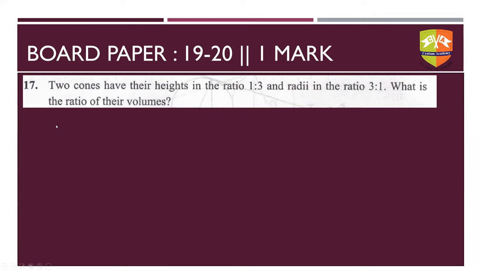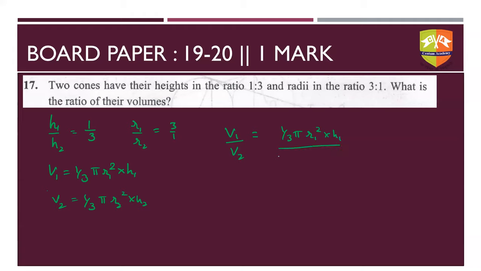So in such questions, two cones have their heights in the ratio, so let's say H1 by H2 is 1/3, and radii R1 by R2 is equal to 3/1. Right? So what is the ratio of their volumes? Volume V1 is 1/3 pi R1 square into H1, and V2 is 1/3 pi R2 square into H2. Now divide V1 by V2. V1 by V2 will be 1/3 pi R1 square into H1 divided by 1/3 pi R2 square into H2. So 1/3 pi will go. So R1 by R2, and square, so 9/1 into 1/3, so hence 3/1. Okay, so V1 by V2 is 3:1.